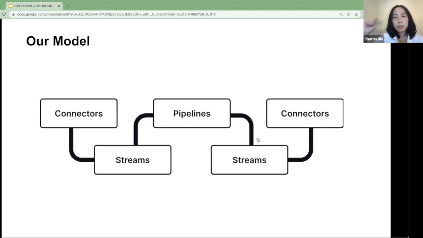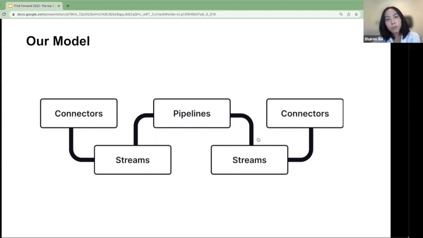So here is the diagram of our conceptual model. It actually just maps to what users would do to perform data processing tasks. Users would configure source connections, which is a job for the connector, gets the data into Decodable streams, and then write pipelines to process the streams. The output of the pipelines goes to another stream, which again can be consumed by sink connections to get the data out to their external systems.